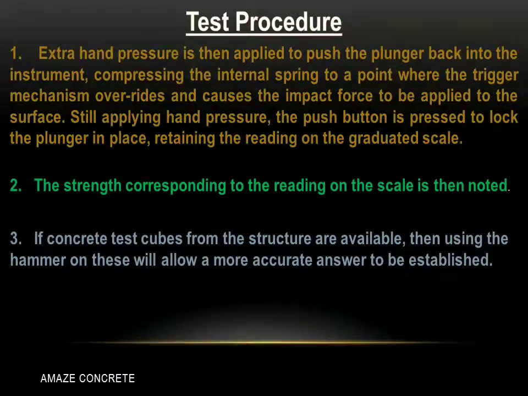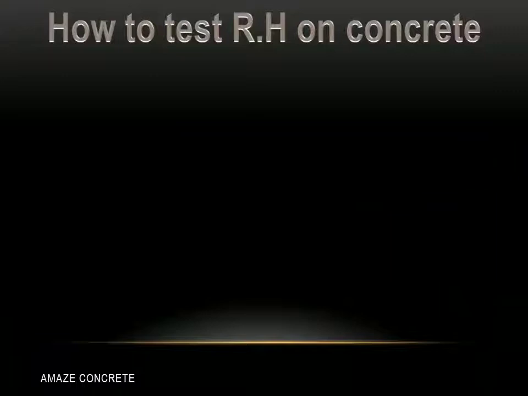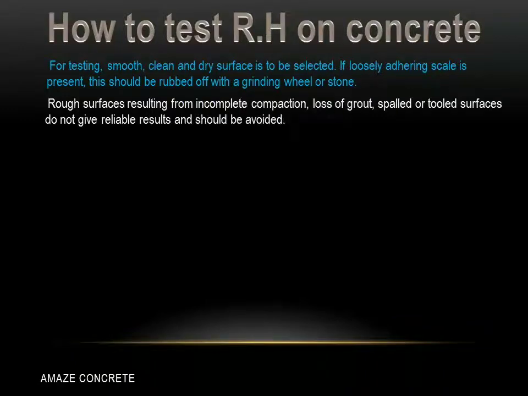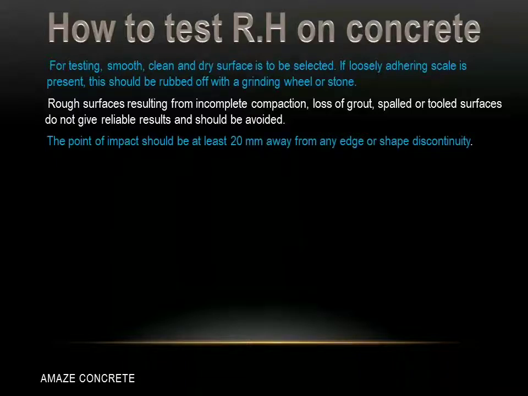If concrete test cubes from the structure are available, then using the hammer on these will allow a more accurate answer to be established. How to test the rebound hammer on concrete? For testing, a smooth, clean, dry surface is to be selected. If loosely adhering scale is present, it should be rubbed off with a grinding wheel or stone. Rough surfaces resulting from incomplete compaction, loss of grout, spalled or tooled surfaces do not give reliable results and should be avoided. The point of impact should be at least 20 mm away from any edge or shape discontinuity.